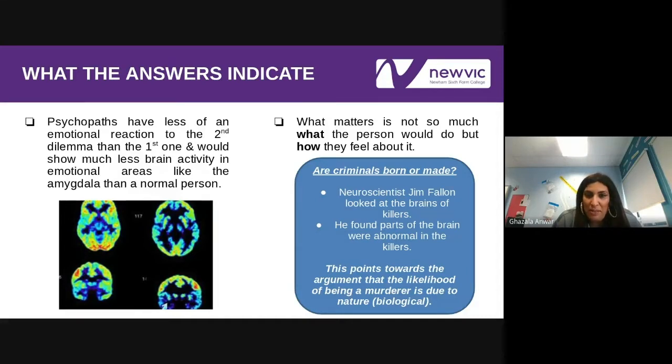So we have talked this morning about whether criminals are born or made, and you've really contributed to that as well, guys. That's fantastic. But I'm just going to quickly share with you some of the research. There's a really famous neuroscientist called Jim Fallon who's looked at the brains of killers, and he's found that parts of the brain are abnormal in killers. And that's telling us that maybe what's behind criminal behavior, particularly in murderers, is more due to nature, biological factors, than nurture, which is environment?